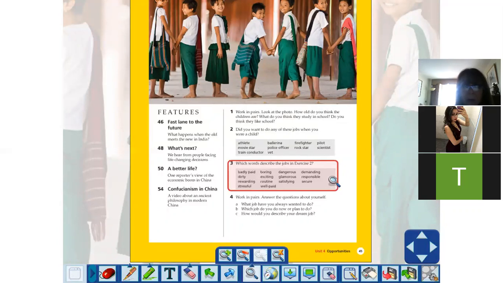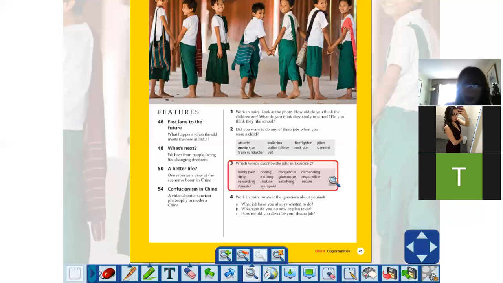Okay. Rewarding, right? Rewarding means satisfying, right? Satisfying, rewarding, gratificante, rewarding. What could be rewarding from these jobs? Probably a firefighter or a scientist, because a firefighter helps to rescue people from terrible situations. Yeah, good. So I think it's a very rewarding feeling after they save people or save a house and all of that. Yeah, I agree. What do you think, Tiare? Do you agree with Kim? Yes, I agree with her.